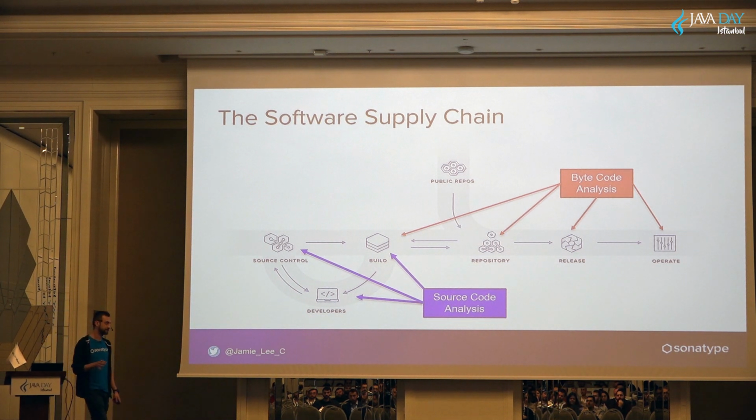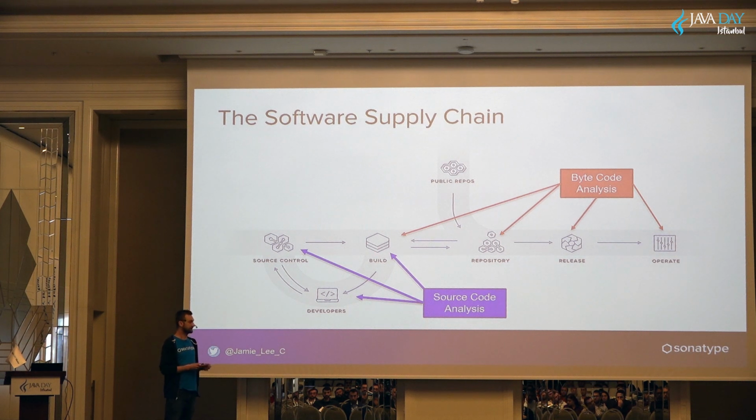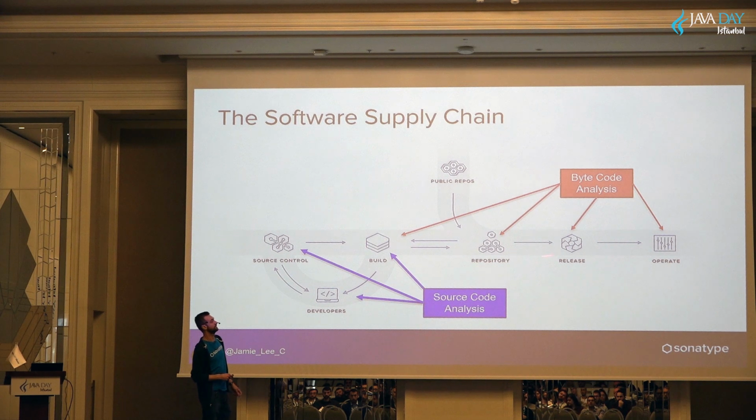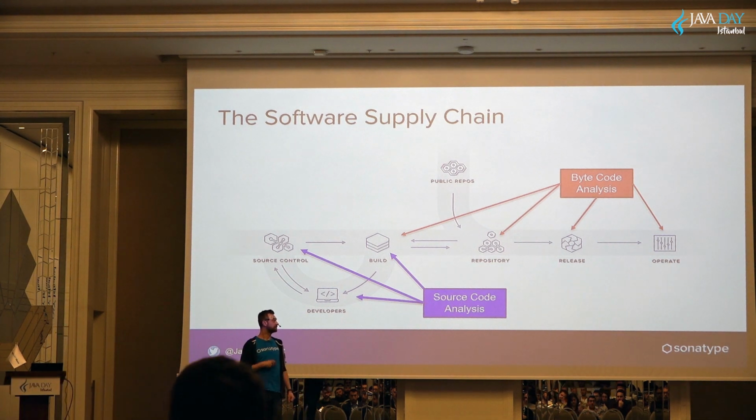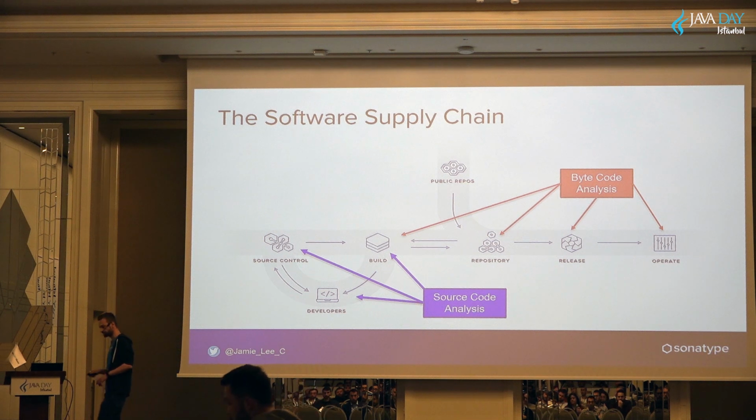Bytecode analysis is a bit different. This then looks at your compiled code. So once you've built your application, it will then go through that code. And this lives at different stages. It can either happen just after you've built your code, it could happen when you put it into a repository, it could happen when you put it into a release. And you can also look at the bytecode when your applications are in operation.